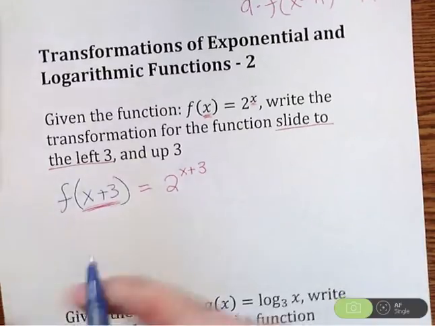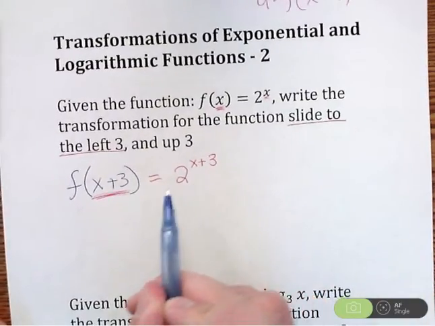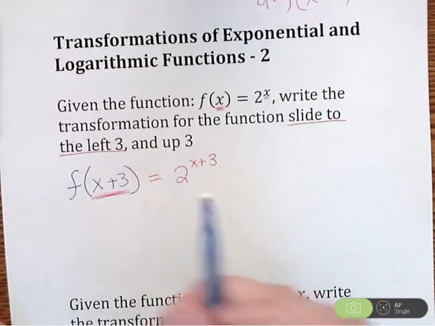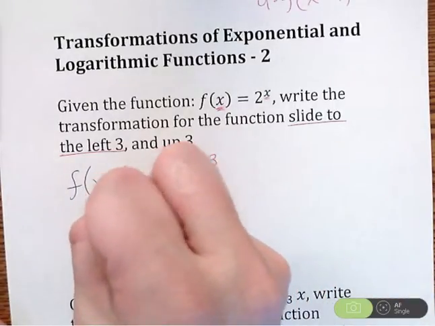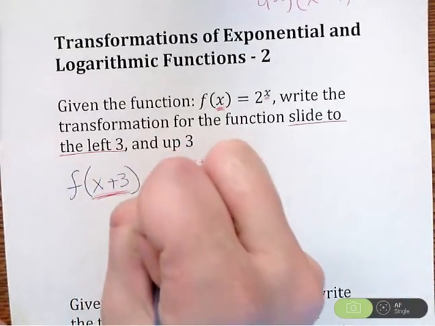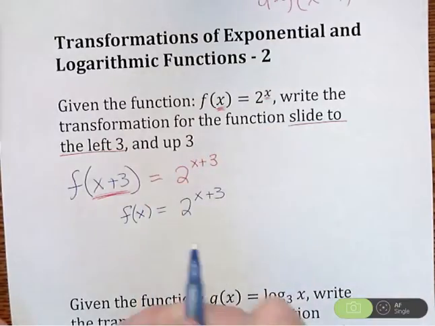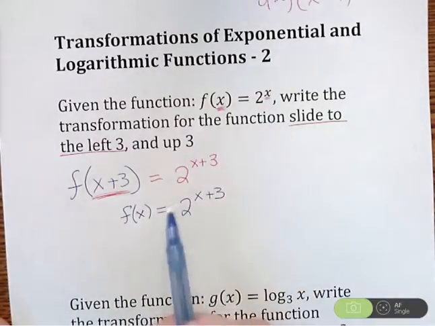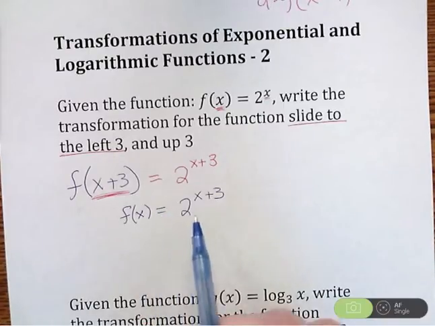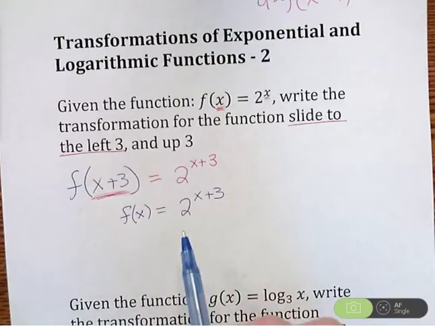Now I want to look at that and ask myself, is there any simplifying I can do there? With most of these problems, you'll find there is not a whole lot. It's pretty restricted. So this becomes my new function. I'm kind of done with this guy. I'm just focusing on f of x equals 2 raised to the x plus 3.